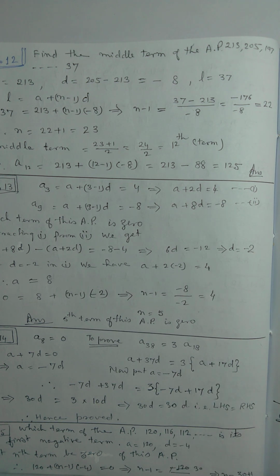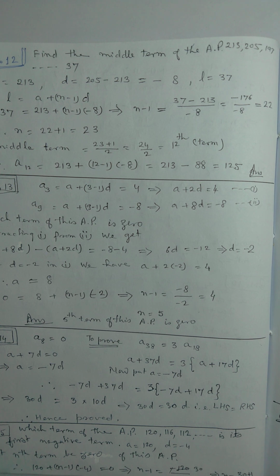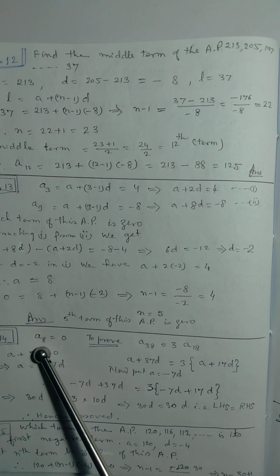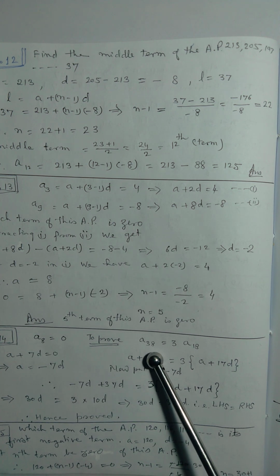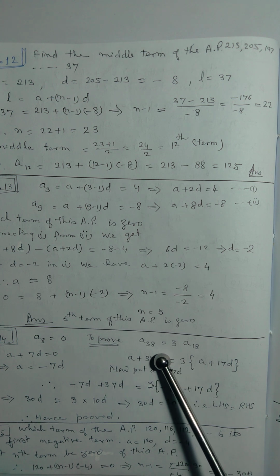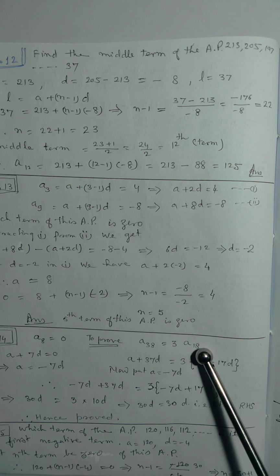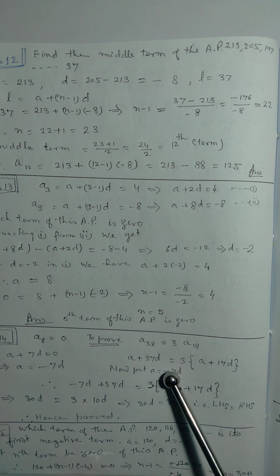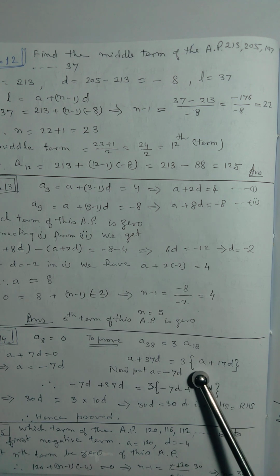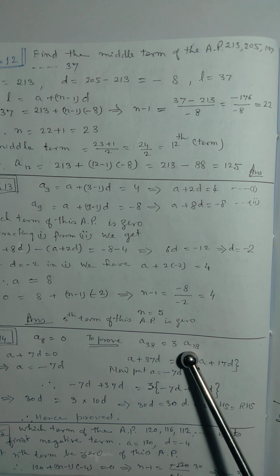Now proceed to question number 14. The eighth term of an AP is 0. Prove that its 38th term is 3 times its 18th term. You see, it is given that the 8th term is 0. We have to prove that the 38th term is equal to thrice the 18th term. So first of all, write down a plus 37d is equal to 3, and inside the bracket I have written a plus 17d, meaning the 18th term.